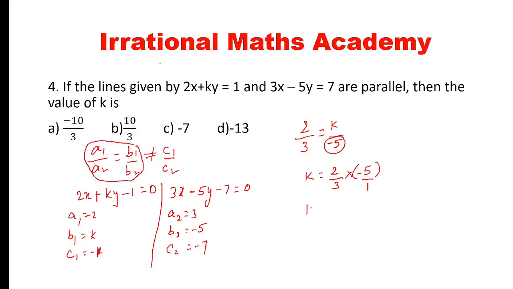Now what you can do is, whenever you see the fractions are in multiplication, numerator numerator, denominator denominator, you multiply it. So now k equal to what? Minus 10, because plus into minus is minus, 2 into 5 is 10, by 3 into 1 is 3. So our k value is what? Minus 10 by 3. So option 1.